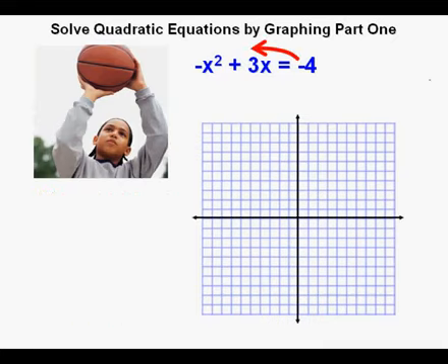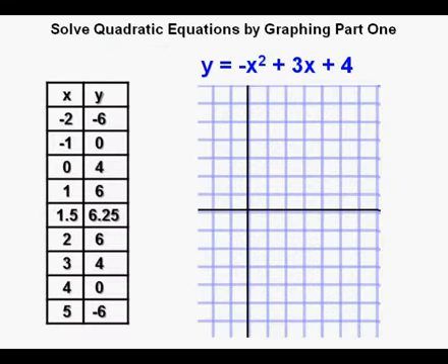Okay, now we go. Joe gets the right side to 0 by moving the negative 4 across the equal sign. That becomes negative x squared plus 3x plus 4 equals 0. Next, he changes it into a function by changing the 0 to a y and swapping sides, so the y is on the left side of the equal sign. Joe then uses the function to create a table.